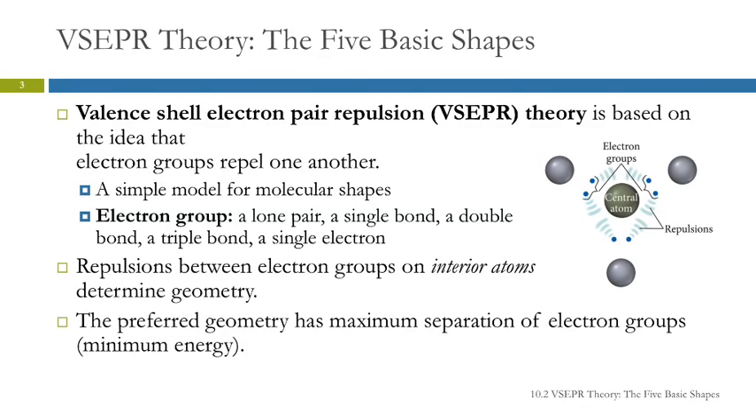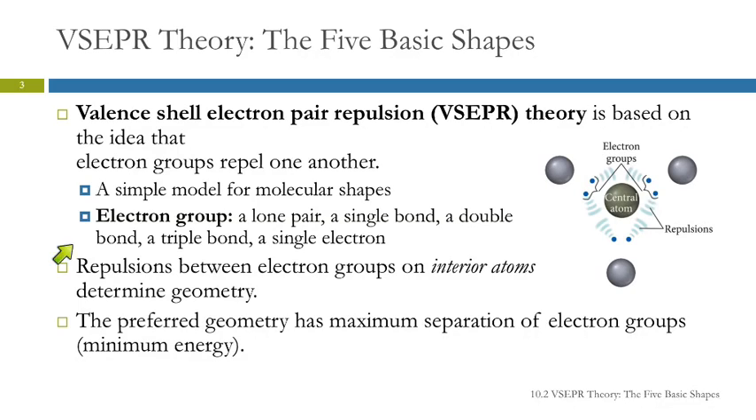Okay, VSEPR theory. We say VSEPR because otherwise it's impossible to pronounce, but it is VSEPR. Those letters stand for valence shell electron pair repulsion theory. This is based on the idea that electron pairs repel each other. It's a very simple model to predict molecular shapes. It doesn't work all the time, but it works a lot, and it's relatively easy to understand.